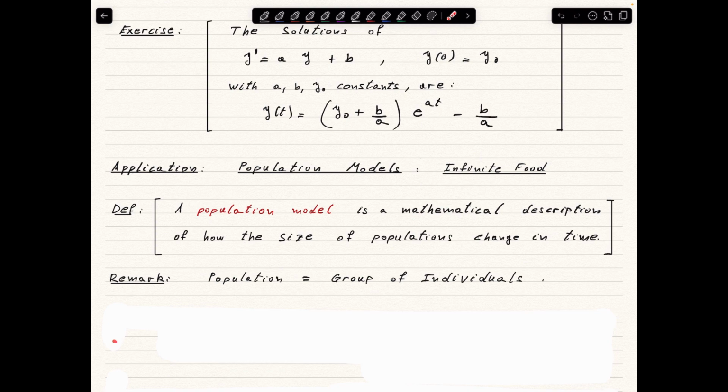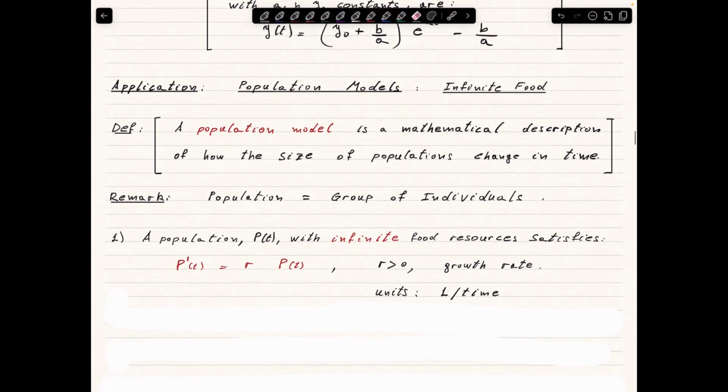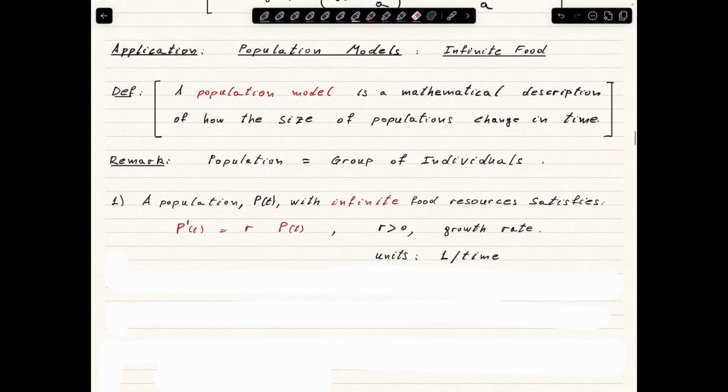So in that case, let's say a function p of t is the number of individuals in that population at the time t. A population with infinite food resources can be seen experimentally to satisfy the exponential growth equation, this equation, where R is positive and is called the growth rate of the population.